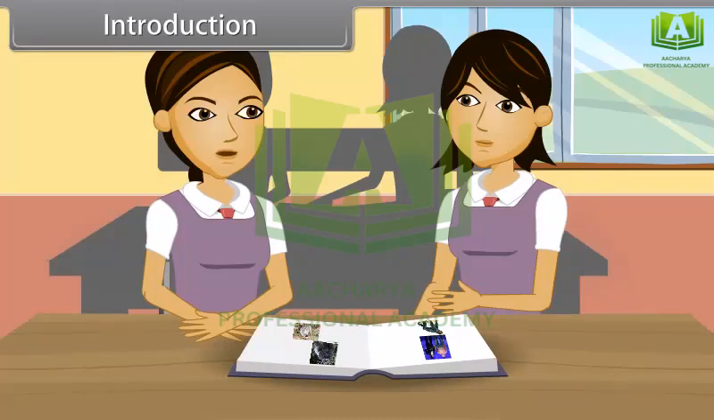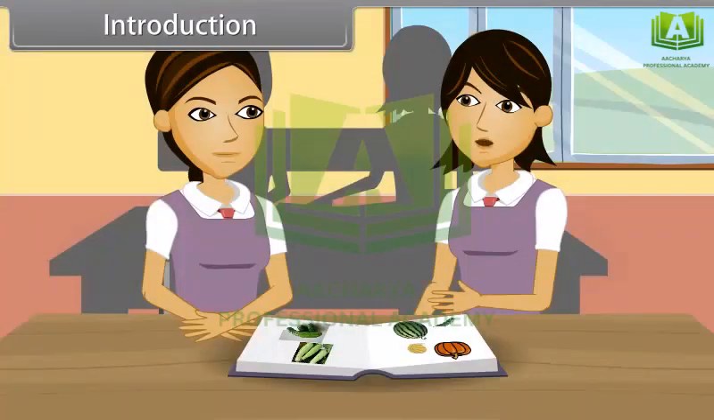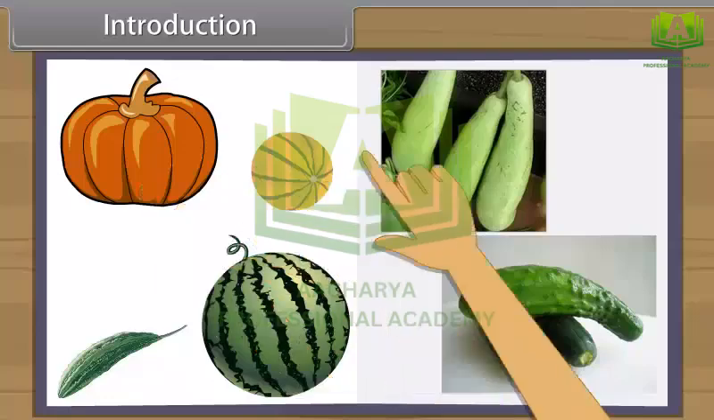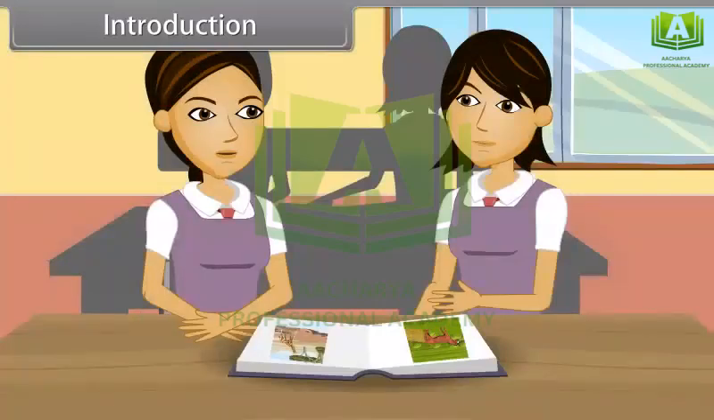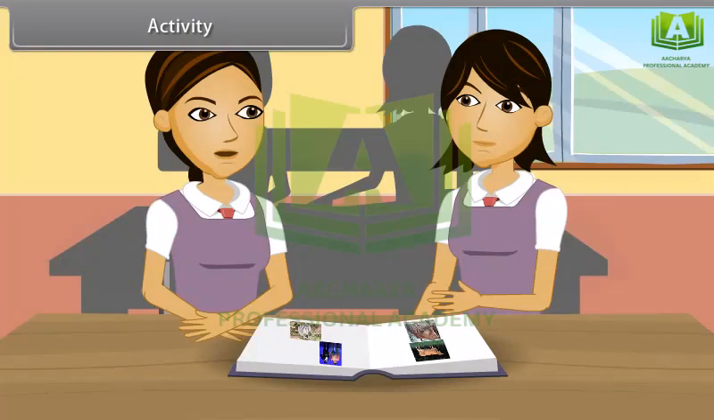These differences are within a species, but within a genus, there are some similarities, like human beings, chimpanzees, gorilla, and monkeys are all alike. Similarly, among plants, melon, watermelon, bitter gourd, pumpkin, bottle gourd, cucumber, etc. have many similarities. But when we study two genera, then we find out they are entirely different. Let us do an activity to find out the similarities within a genus and differences among various genera.